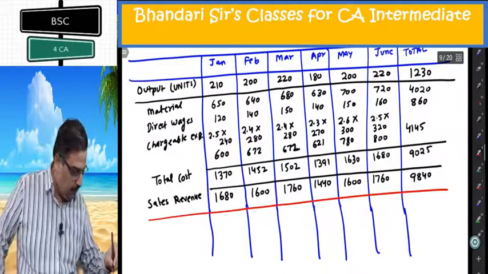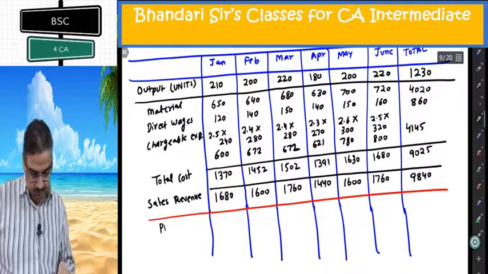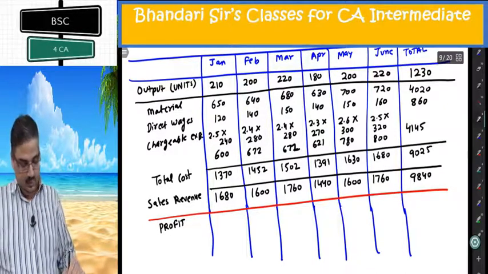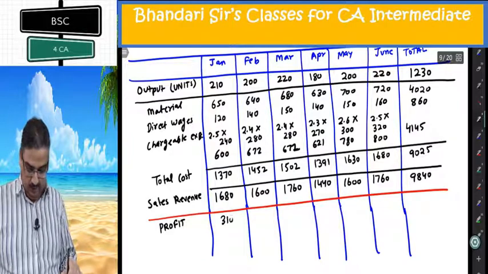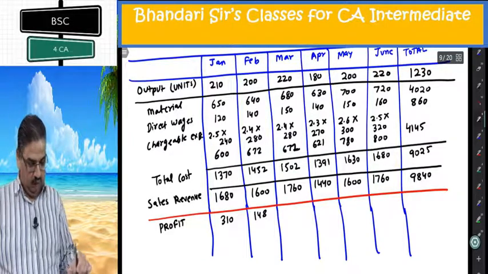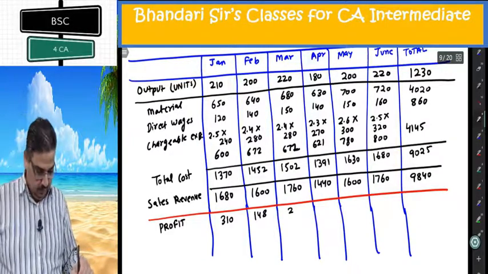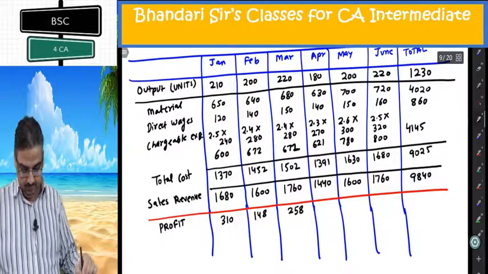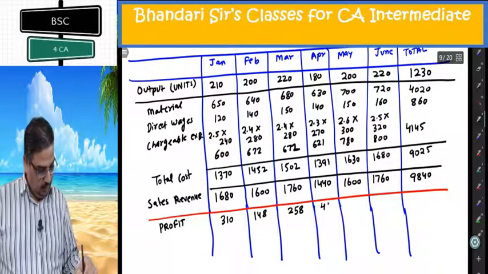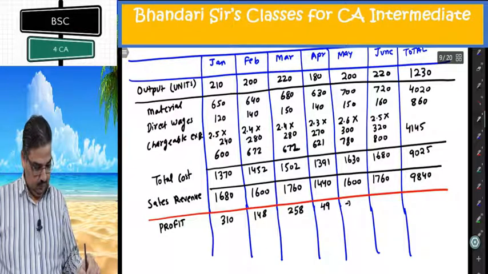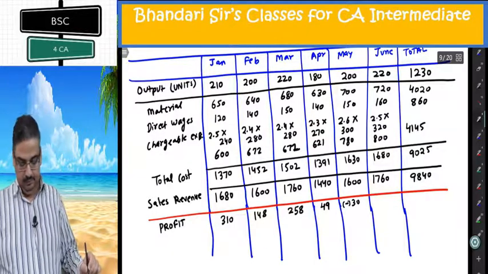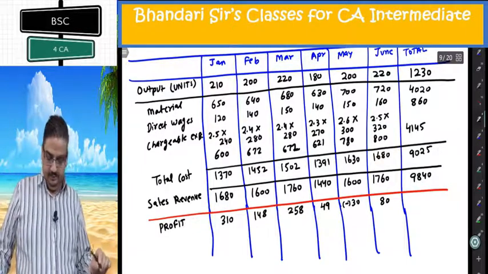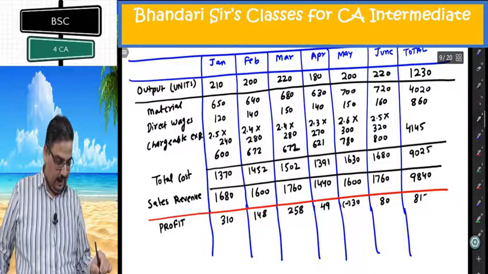What I am getting there? Profit for each batch, each month basically. What I am getting? 310, 148, 258, 49, loss of 30, 80, aggregate 815.